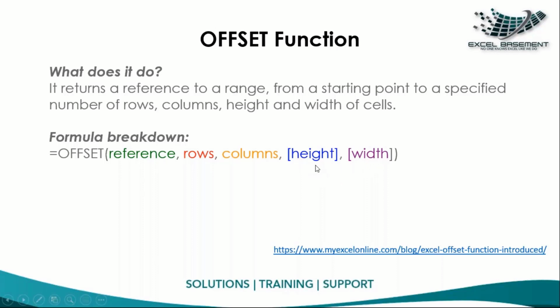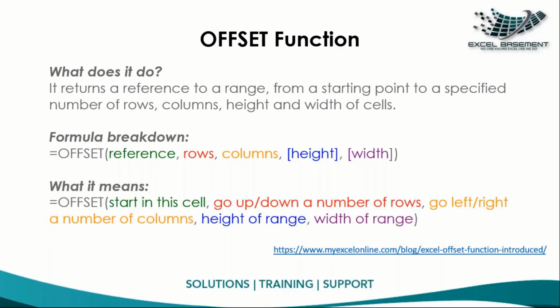This function is used in specific kinds of scenarios, not every time, because it is very volatile and very dynamic as well. It moves automatically if you have set it correctly with the other function. To make it easier, you can see the comparison of the OFFSET breakdown. The reference means the starting cell. Rows means you can go up or down a specific number of rows. Columns means you can go left or right, whatever you want. There is freedom in this. And then the height of the range and the width of the range.